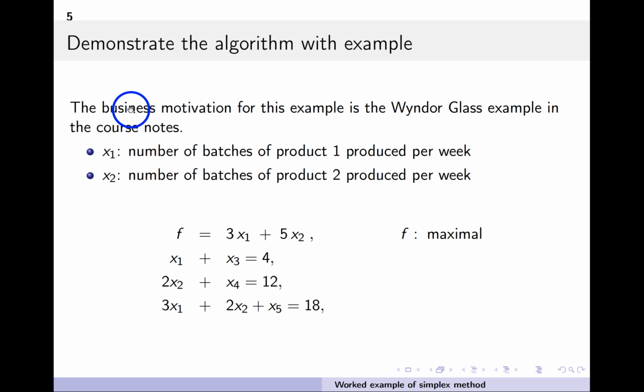In the booklet, the example comes from a window glass factory, where x1 and x2 are decision variables, batches of product 1 and product 2. But here we've converted this into maths, and all the real-world motivation is lost. So we're going to try to find f equals 3x1 plus 5x2, and we're looking for the maximum. We want to recast that in terms of some number minus some combination of the decision variables. We have three constraints and five variables.